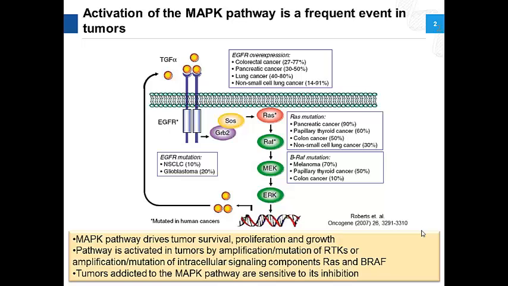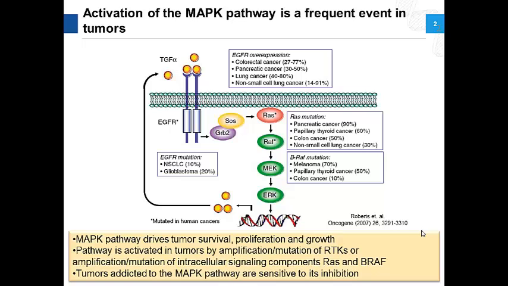These can occur by several mechanisms, which include overexpression through amplification or mutation of receptor tyrosine kinases that then lead to the activation of downstream signaling cascades, as well as mutations in the RAS family of GTPases, or through mutation in downstream effector kinases such as BRAF, which then lead to constitutive activation of MEK and ERK, leading to hyperactivation of several genes that regulate tumor cell survival, proliferation, and growth.